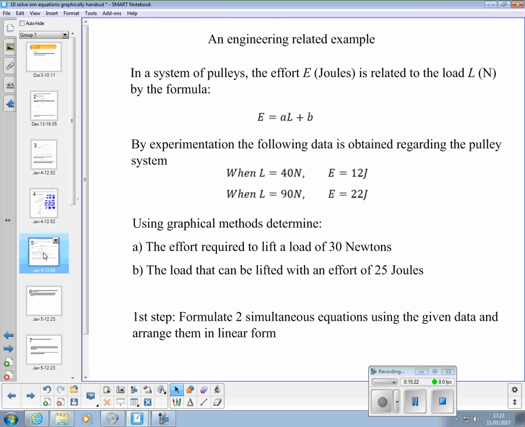So, moving on to the next page. An engineering example. And you're going to get some kind of engineering example in your assignments, by the way. In a system of pulleys, the effort E in joules, notice there are engineering units involved here, gentlemen, so you need to be aware of that, is related to the load L in newtons by the formula E is equal to AL plus B.